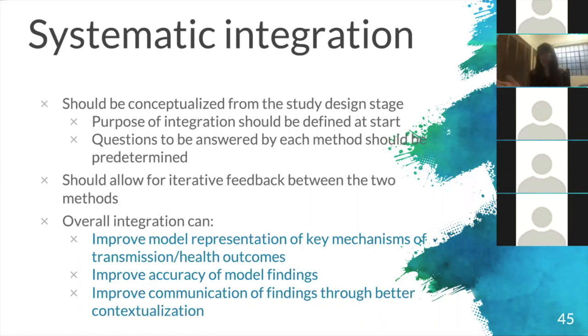So for example, here with what I showed in terms of incarceration as an opportunity to increase access to these treatments, I could go back and change my modeling assumptions to take into account what I've learned from the qualitative interviews. And so overall, I think integration of these methods can improve model representation of key mechanisms of transmission and health outcomes, improve the accuracy of model findings, and improve communication of findings through better contextualization.